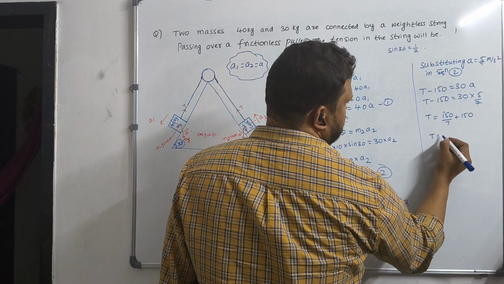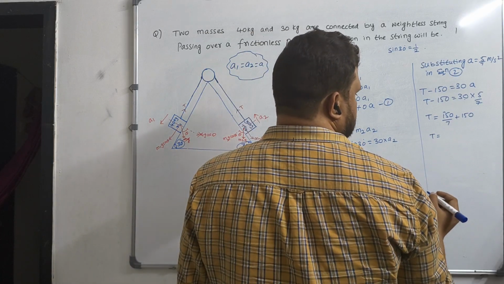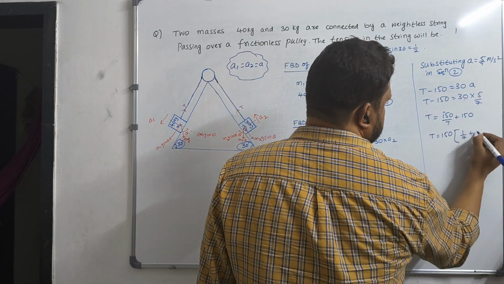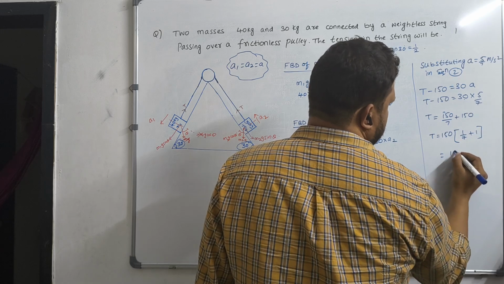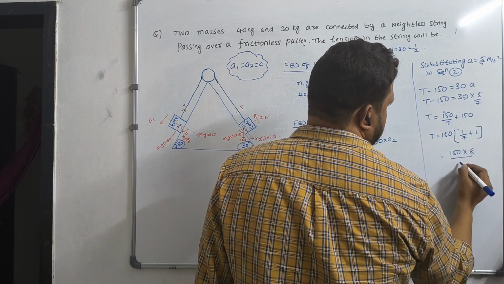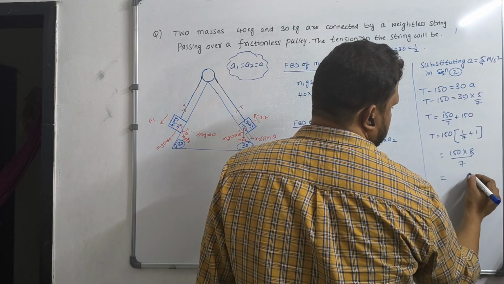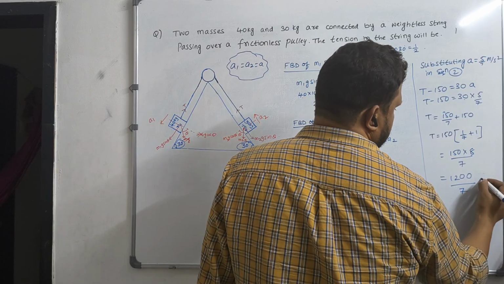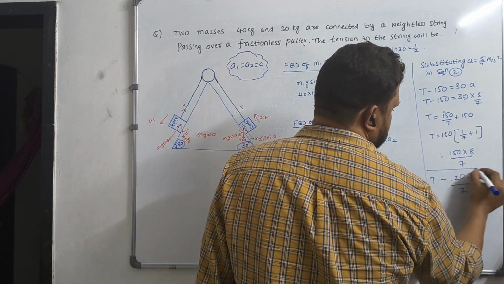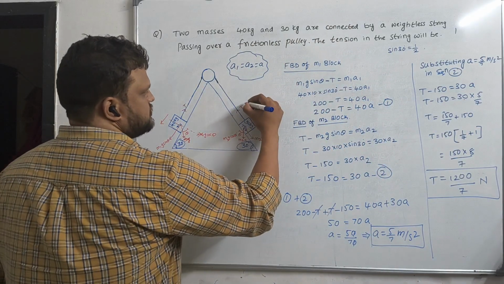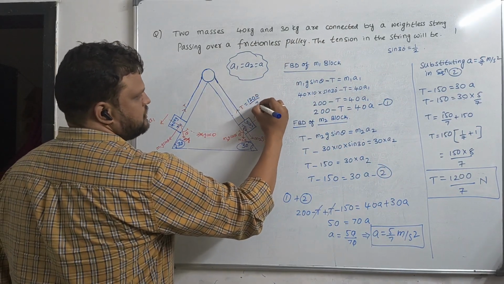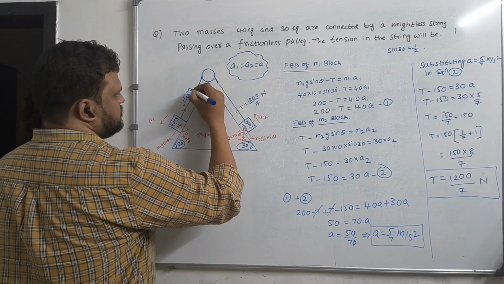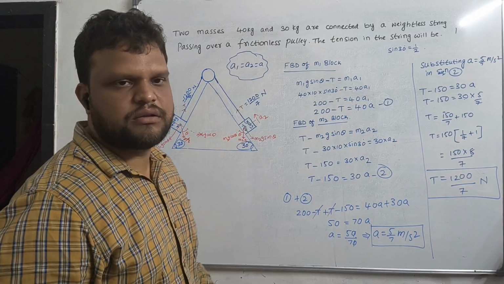So together, how much will it become? If you take 150 common, this will become 1 by 7 plus 1, which equals 150 into 8 by 7. So 150 into 8 is 1200, so 1200 by 7. This is the tension that is developed in the string, which equals 1200 by 7 newtons. You can still simplify it, but this is sufficient. Okay, thank you so much.